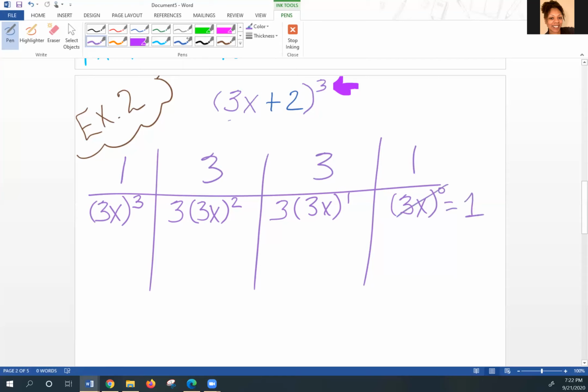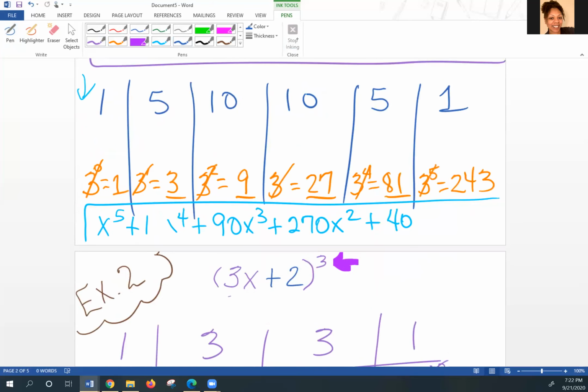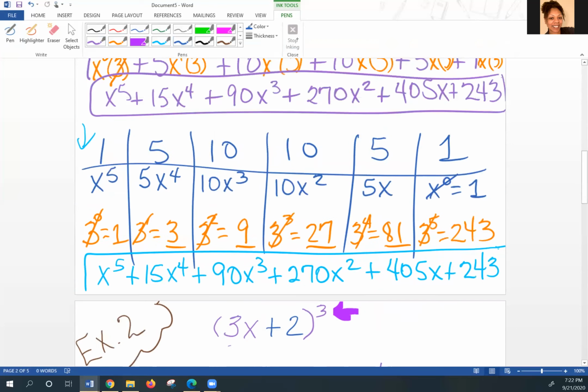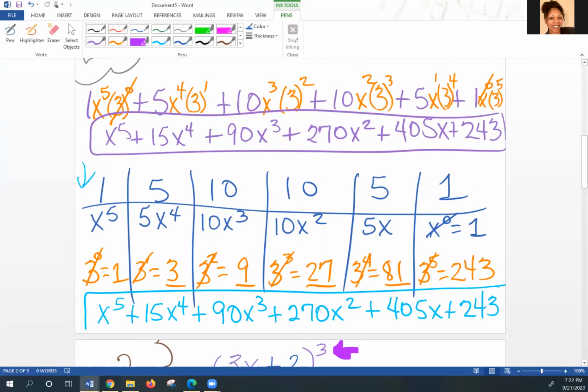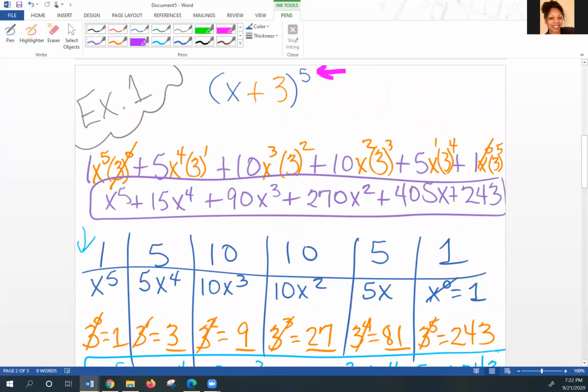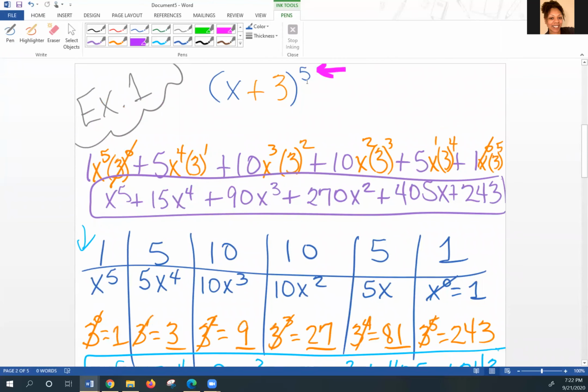So that's that part. Now I go to the second term, which is a positive 2. So 2 to the 0 power this time. Notice when you're setting up the table, let's go back to the other one so you can see it. The exponents will add up to what you started with. So my exponent here is 5. In my table, 5 plus 0 is 5, 4 plus 1 is 5, 3 plus 2 is 5, 2 plus 3, 1 plus 4, 0 plus 5. That's how you know you're setting your table up correctly.